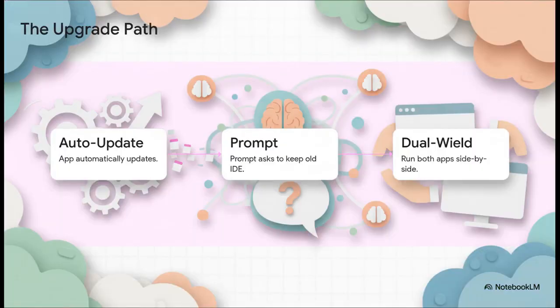Okay, let's dive into this. The upgrade path is actually remarkably smooth. When your current Antigravity IDE application runs its next update, it will automatically upgrade to Antigravity 2.0. But don't panic. A prompt will pop up immediately asking if you'd like to keep the original Antigravity IDE right alongside the new version. In fact, Google highly recommends that developers dual-wield both applications for now. Basically, keep using your familiar IDE for strict coding, but lean on 2.0 for literally everything else.